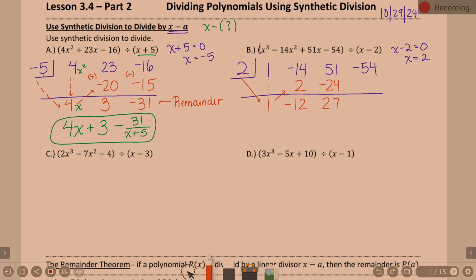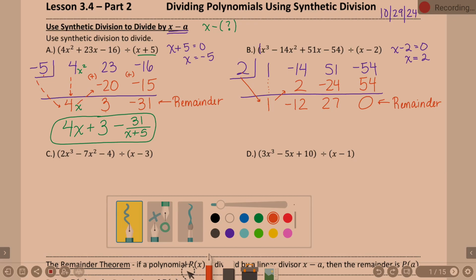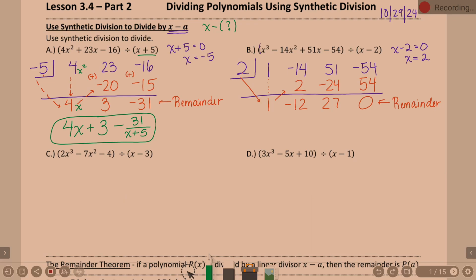Repeat again. Always go back to 2. 2 times 27 is 54. Negative 54 plus 54? 0. What is that 0? That's my remainder, yes? Is it possible to have a remainder of 0? Yes, it happens sometimes. It just means I don't have to write a remainder. Okay. Are we good?